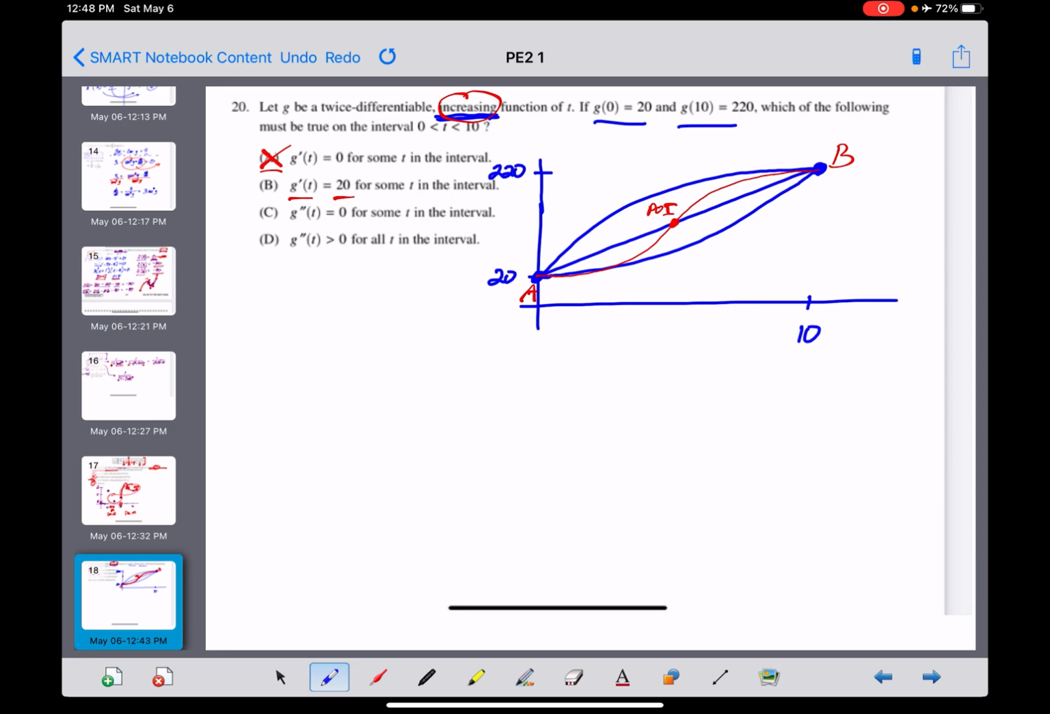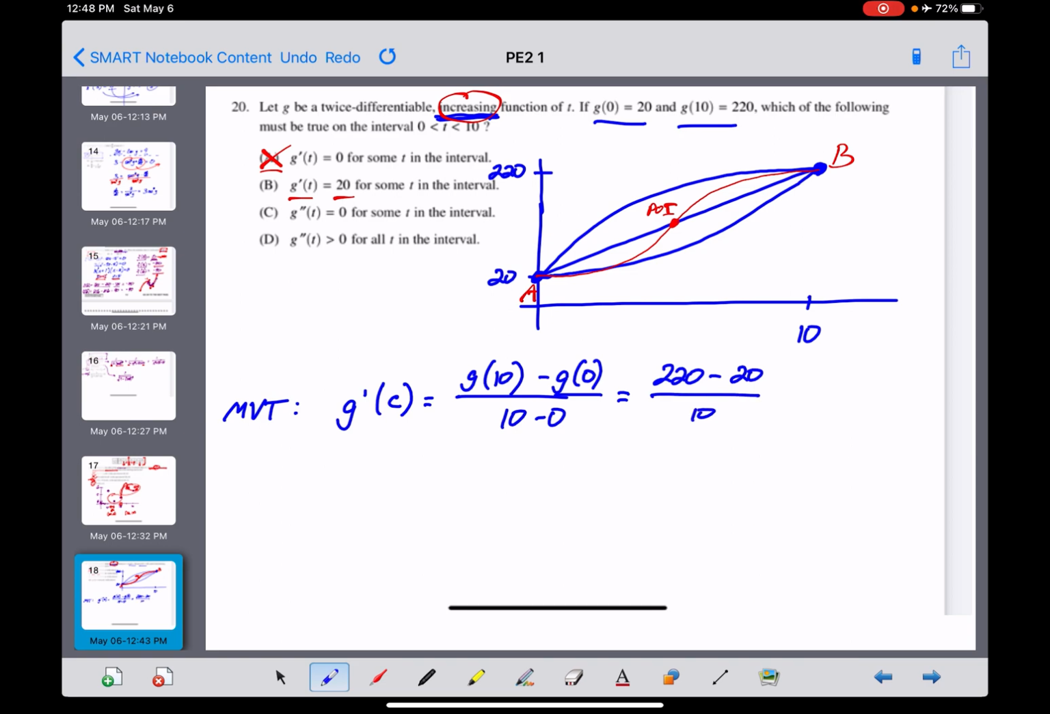As I looked at this problem, I had a feeling that might be the right answer. What we very often do, guys, is we talk about our old buddy, the mean value theorem, which would say something like g prime of c would equal g of b, your right endpoint, which in this case would be 10, minus g of a, 0, all over 10 minus 0. So let's think about that. G of 10 is 220 minus g of 0, which is 20, all over 10 minus 0. Gotcha. And that numerator then becomes 200, and 200 divided by 10 is going to be 20.